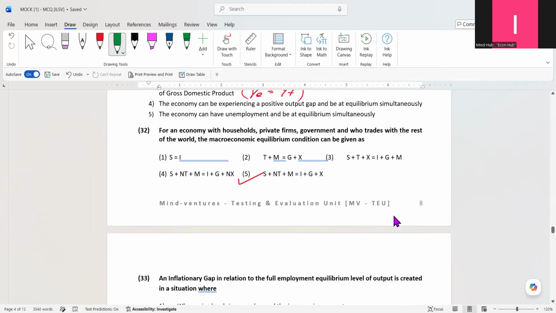32. For an economy with households, private firms, government, and which trades with the rest of the world, so a full economy, the macroeconomic equilibrium condition is, I've gone with the fifth answer, S plus NT plus M, that is savings, net taxes, imports equals investments, government purchases, exports. What is this? Basically, withdrawals equal injections.